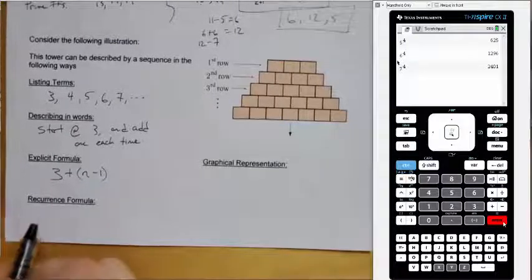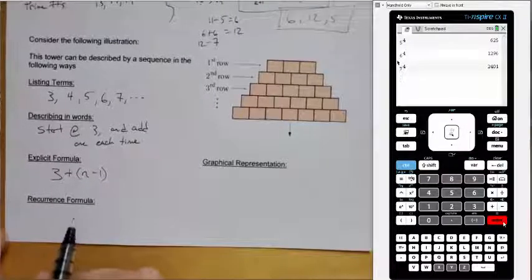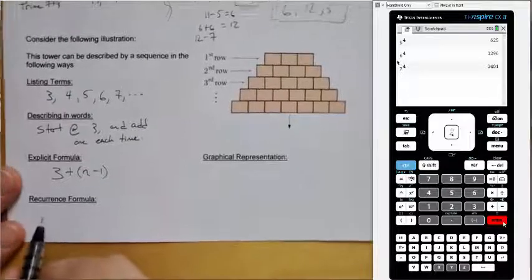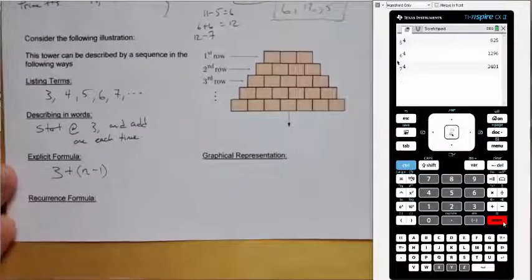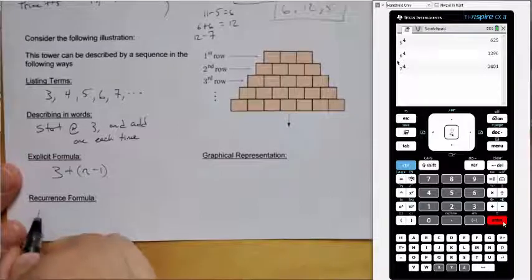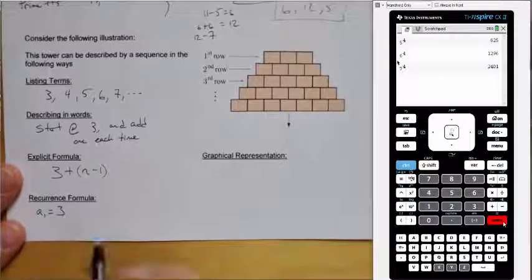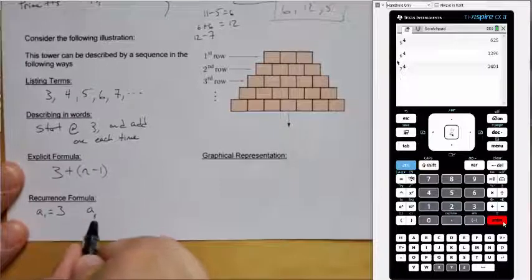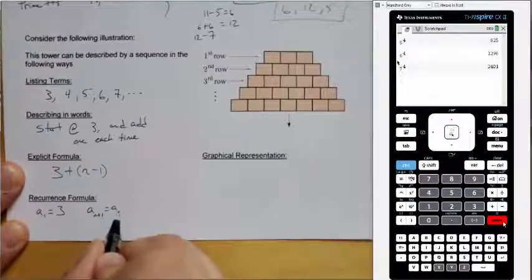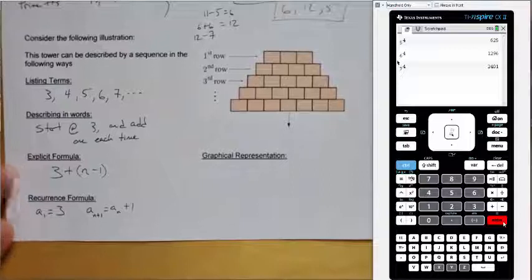A recurrence or recursive formula for this would be, if you recall from previous courses, to write a recursive formula, you need a starting point. So a_1 is 3. And then we need a rule for how to get to the next one. a_(n+1) is take where you're at and add 1.